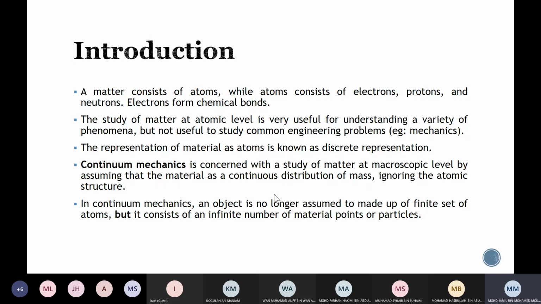We have cobalt, we have chromium, and maybe their sizes are different. So there are voids in between them. But in continuum mechanics, we don't assume the existence of the voids. We assume that the material is continuous, or that the particles have the same size. So in continuum mechanics, an object is no longer assumed to be made up of a finite set of atoms, but it consists of an infinite number of material points. So we can assume that a material in continuum mechanics is made up of a lot of points: many fine, small points that are packed tightly against each other.